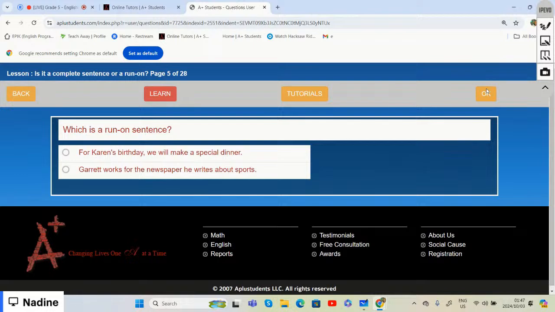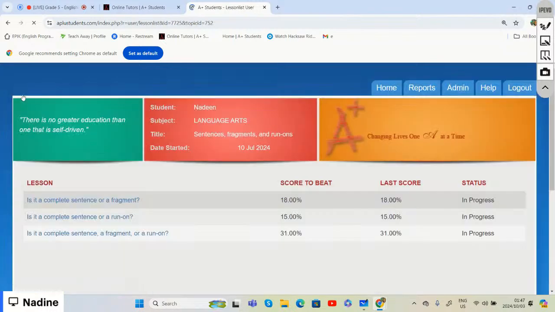All right, so this is now the end of our lesson on sentences, fragments, and run ons. We said a sentence shows a complete thought and has both a subject and a verb. We said a fragment does not express a complete thought because it's either missing a subject or it's missing a verb. And then a run-on sentence is two sentences joined without a punctuation mark or just with a comma.